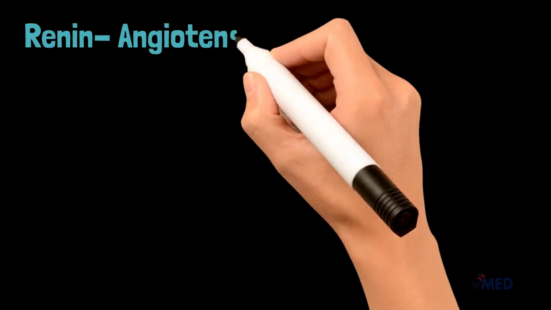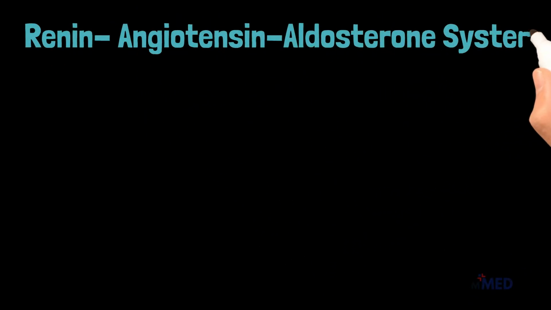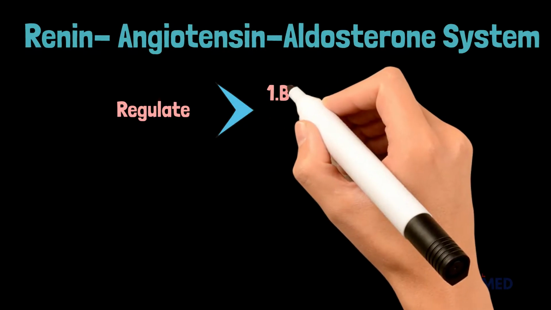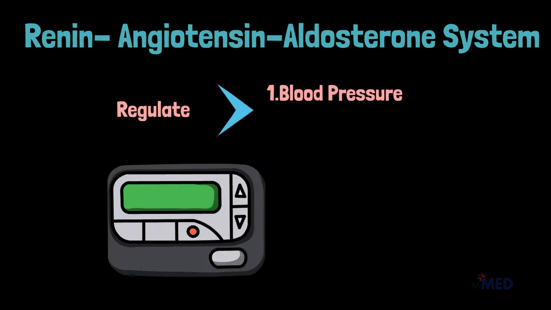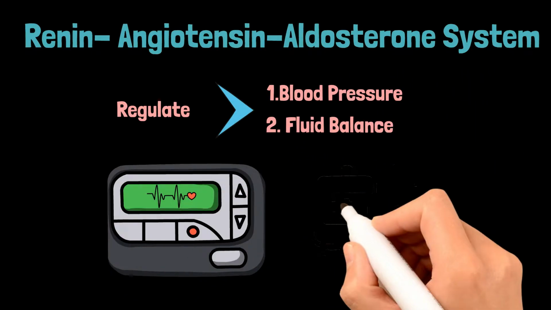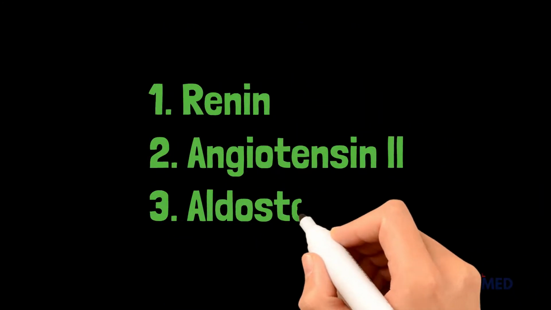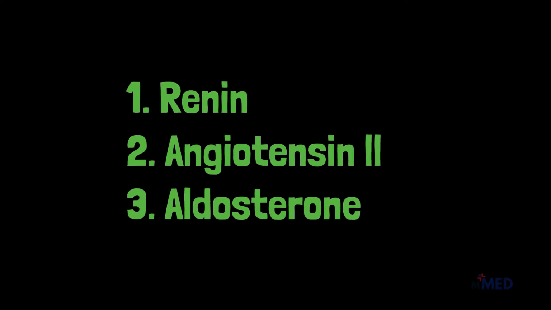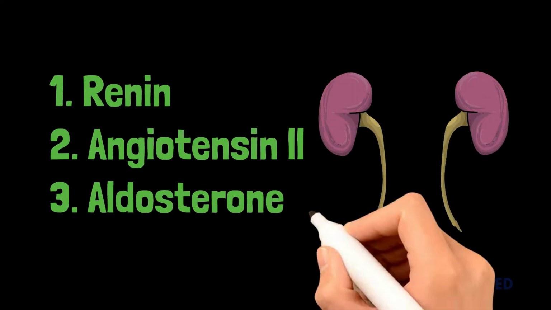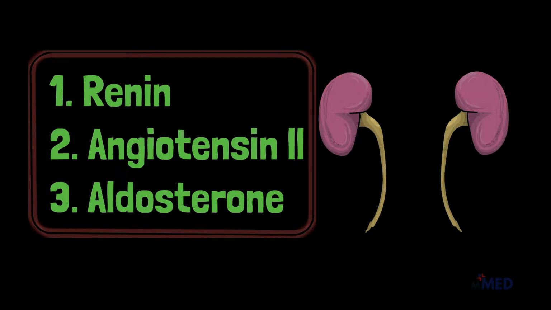The Renin-Angiotensin-Aldosterone system is a hormone system within the body that is essential for the regulation of blood pressure and fluid balance. The system is mainly comprised of the three hormones renin, angiotensin II, and aldosterone. Primarily, it is regulated by the rate of renal blood flow. In this video, we will describe the system and how the system is regulated.